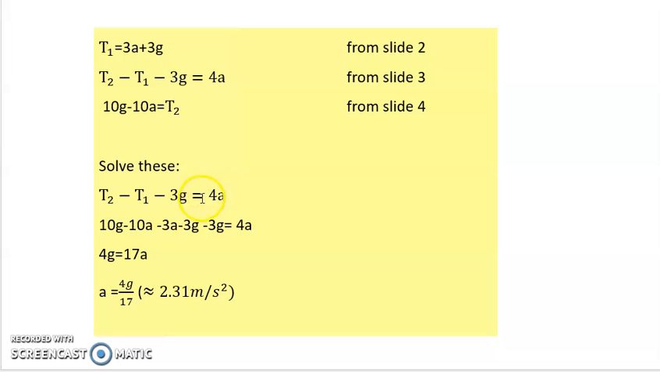So I'm putting them in here, and I get 10g take away 10a, take away 3a, take away 3g, then I have to take away this 3g which was there already, and I put it all equal to 4a. I leave all the g's on the left and all the a's on the right, and I have 10g, take away 3g, take away 3g is 4g, and on the right hand side I have 4a plus 3a plus 10a gives me 17a. Divide both sides by 17 and I get that a is equal to 4g over 17.